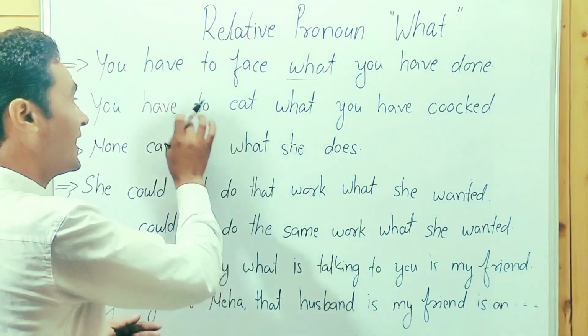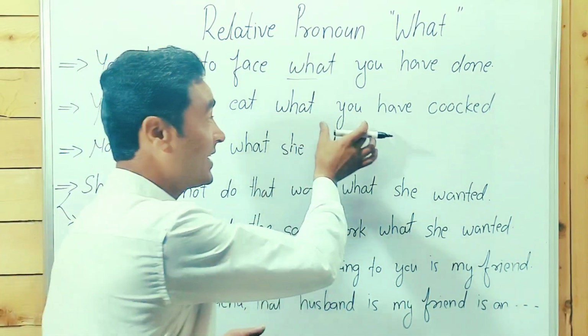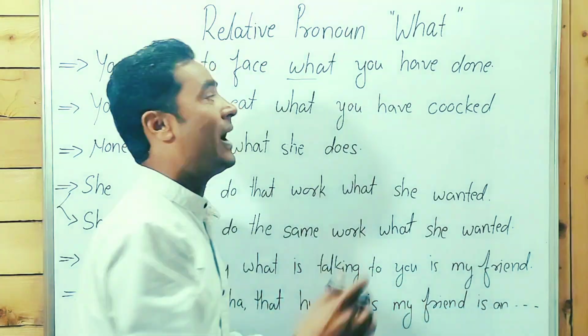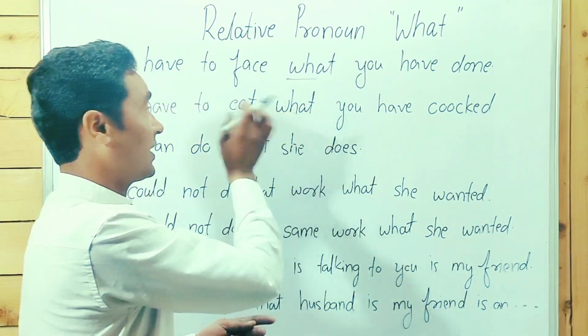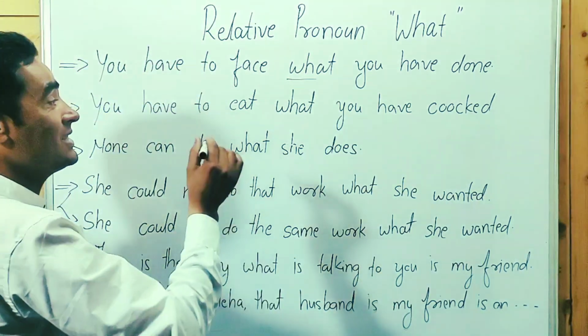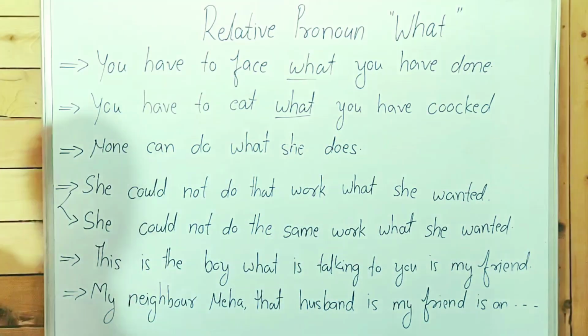You have to eat vegetables you, okay, that means which. In this case we use which, you have cooked, not what. Here the noun antecedent has not been given. In this case we use what.